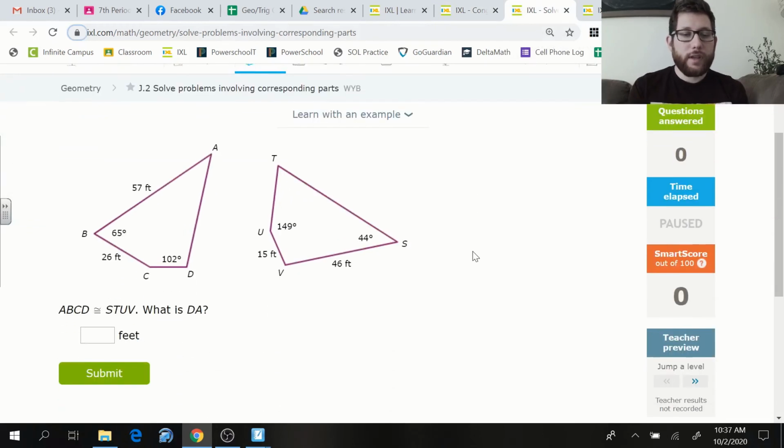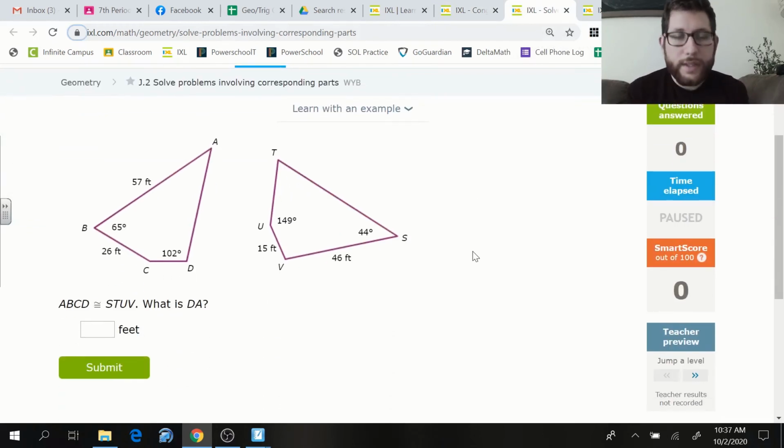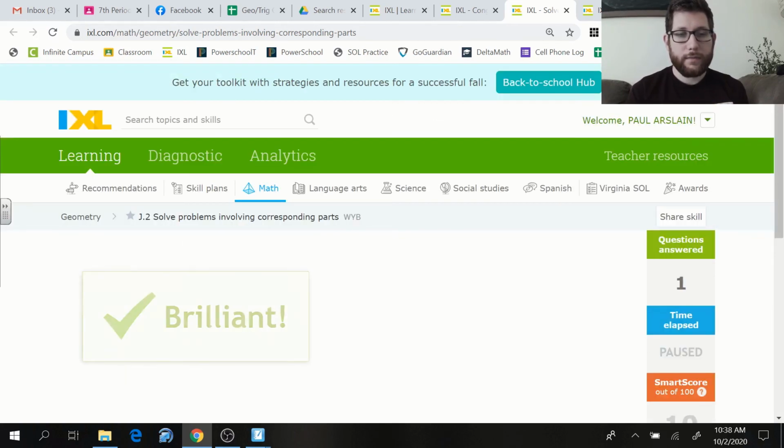This one is also pretty easy. And once again, it's trying to drive home this idea that the pieces and your congruency statements are important. Notice it asks, what is DA? Well, I look at DA and there's nothing on the side DA. So what I do is I go to my congruency statement and I see A and D are at the end, so I'm looking for S and V. Now this one is pretty obvious, you could have figured that out without that, but there are actually ones where you need the congruency statements. You're not going to be able to solve them otherwise. So the correct answer here is 46 feet.